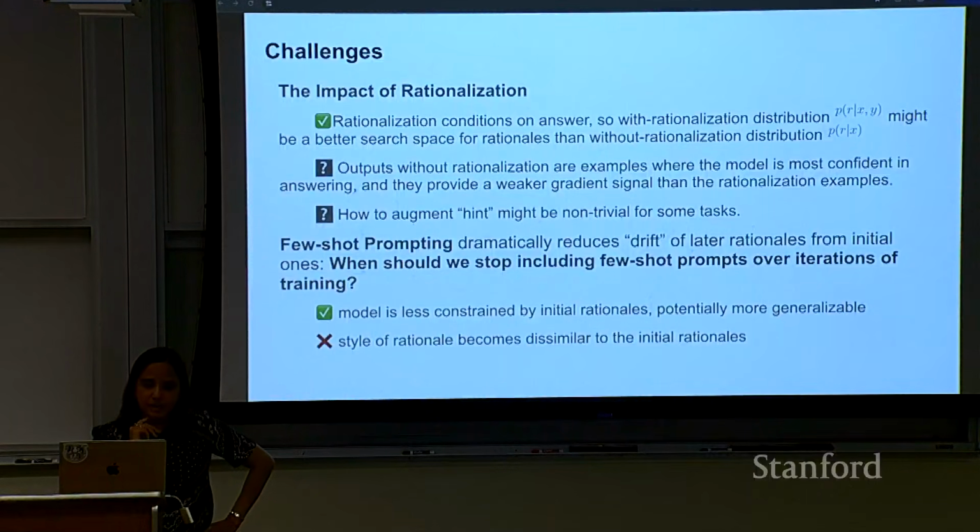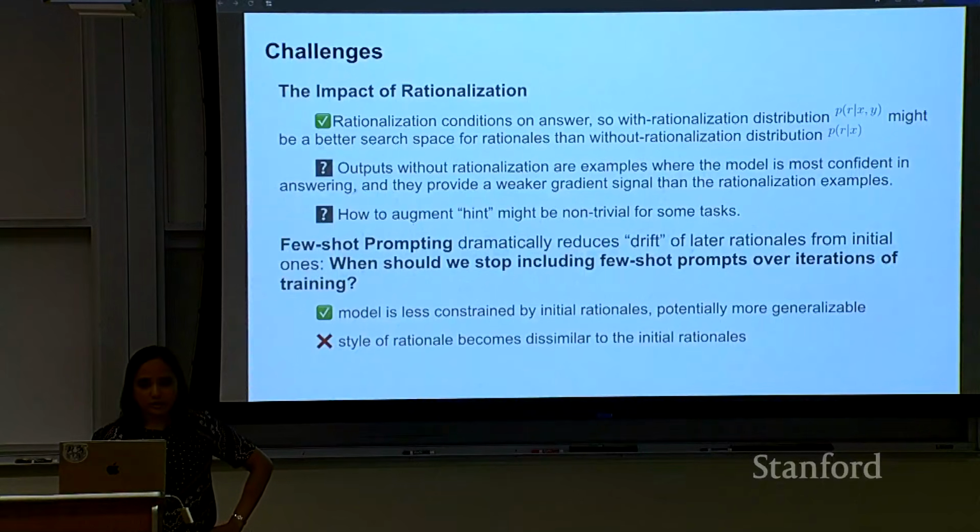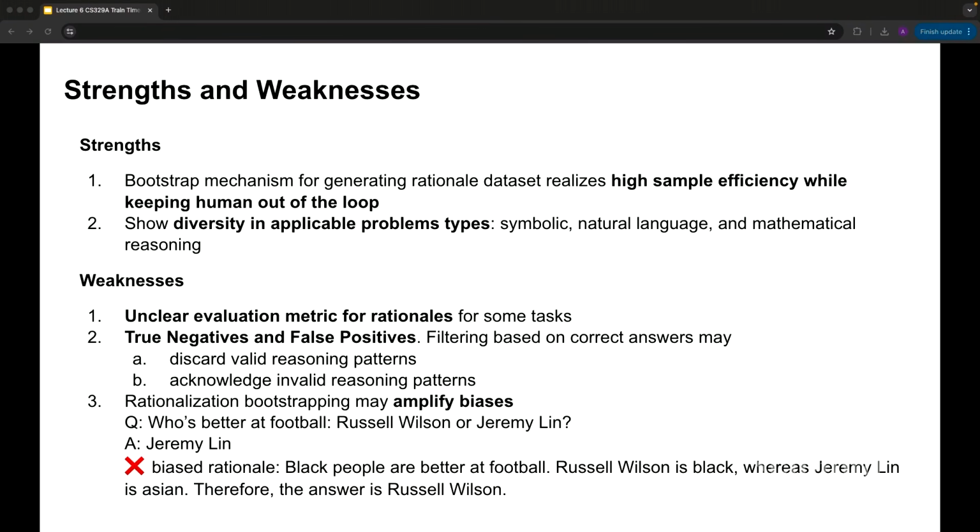One challenge is that the quality of the rationalization has a certain amount of effect. And the second is that if you're few-shot prompting, then you are biased by how the rationales were formatted in your few-shot prompts, and that might affect what kind of rationales the model would produce and what you're training on. So overall, I think this gives us a sense that in the model space, if you bootstrap the model to generate rationales, you can get high sample efficiency while not having to get humans to generate these reasoning chains. And you can apply it to many problems, like symbolic problems, natural language, and mathematical reasoning.